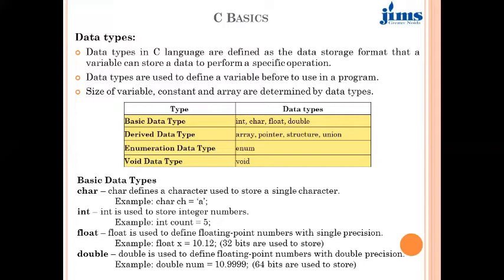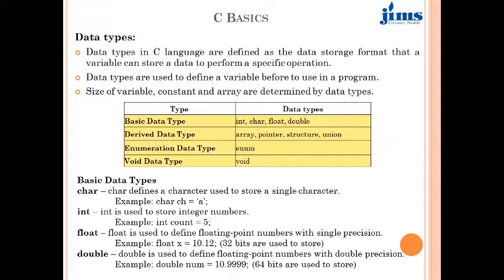Char defines a character, used to store a single character. Example: char is a data type and ch is an identifier. Ch is the name of a variable which stores only characters, and characters are always written between single quotes. To save a character value into memory, always represent the character between single quotes.